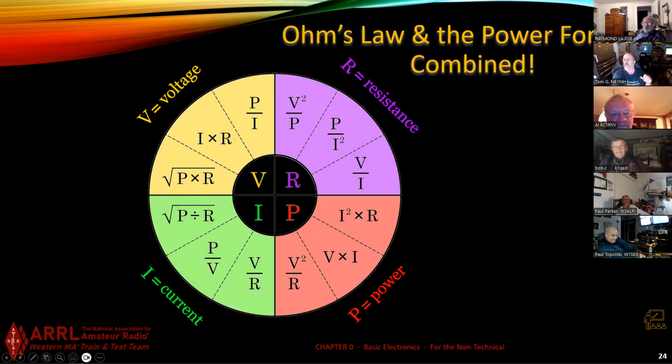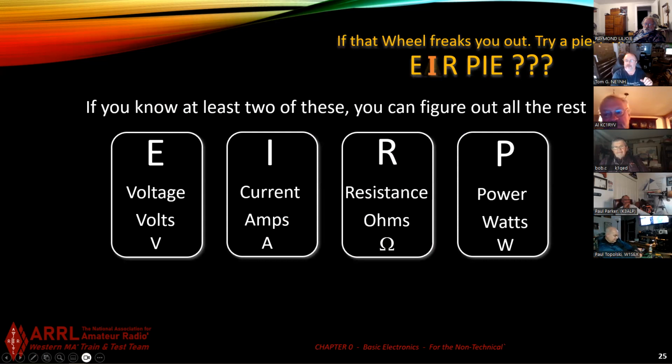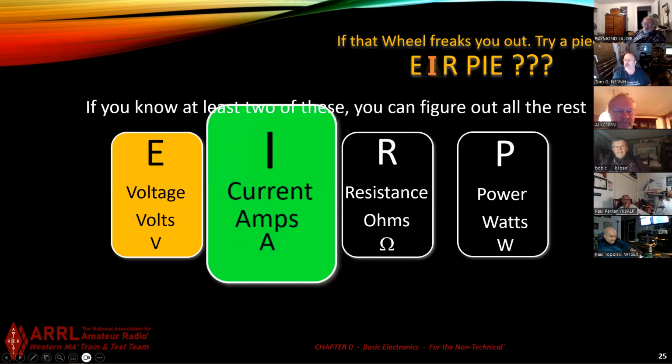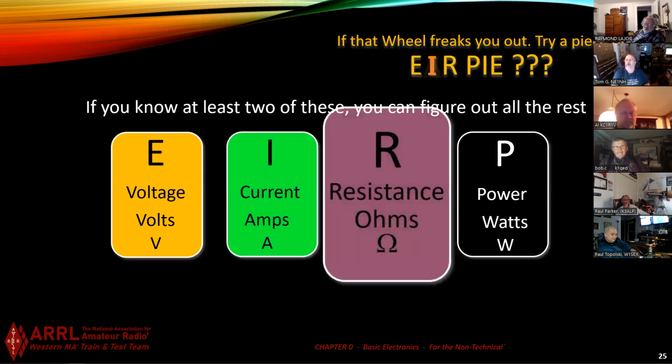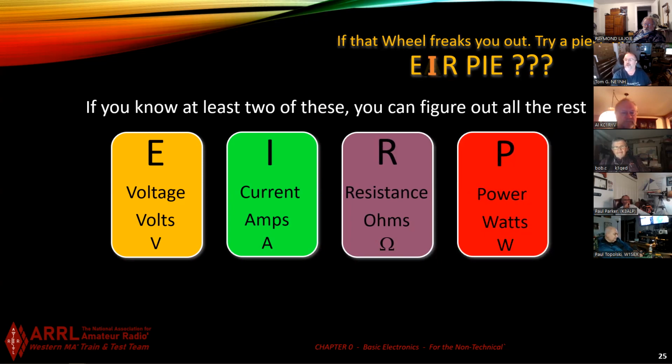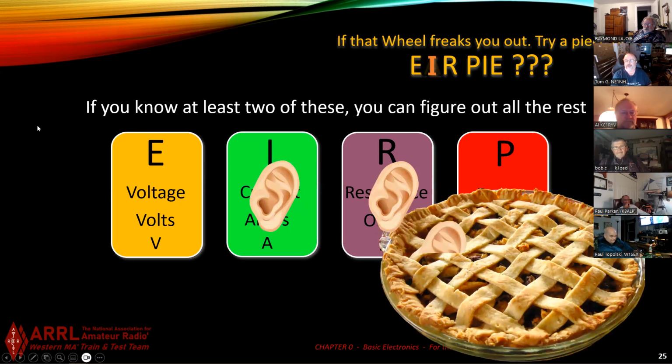I take a much simpler shortcut route, just like I said. Ear pie. If you can remember ear pie, you can do it all. If you know at least two of these values, you can solve for all the rest. So if you know E and I, or if you know I and R, or if you know R and P, you can solve for all the rest. And like I said, that's an ear pie.